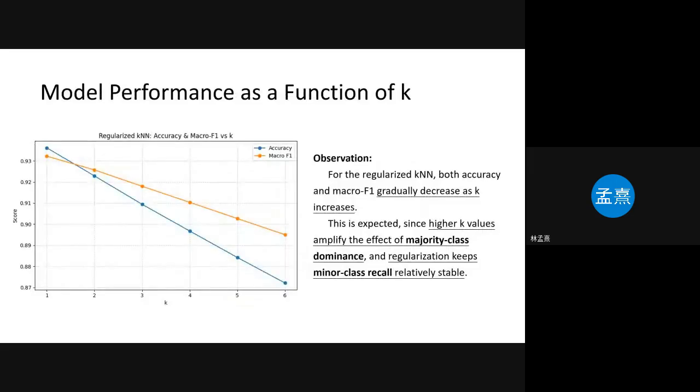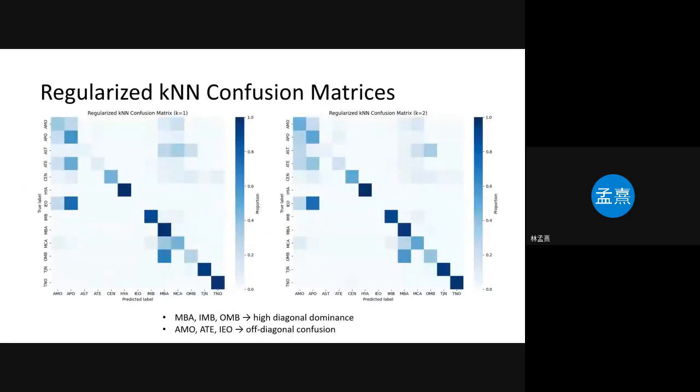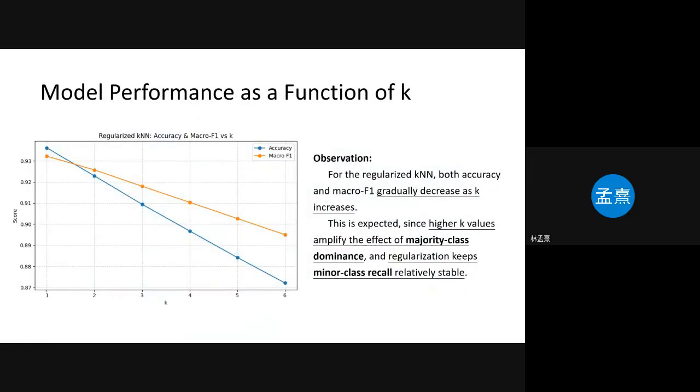Okay, so here is the main part where you can see how regularized KNN differs from weighted KNN, because here you can see the line of the accuracy and macro F1 decrease linearly as K increases. This is because the higher K values amplify the effect of the majority class, and regularization keeps minor class recall relatively stable. And if you remember, the weighted version is more unstable as K increases, but the performance is actually better.